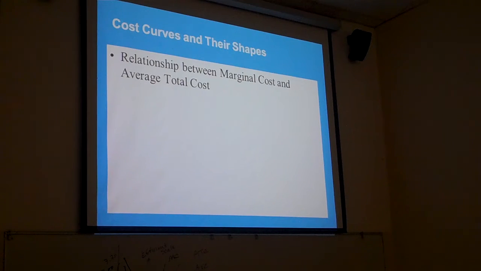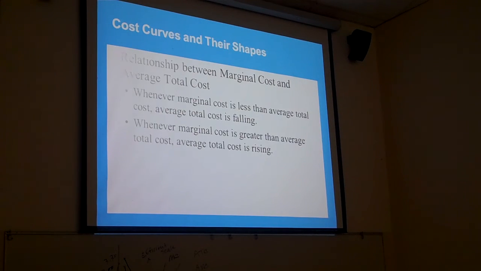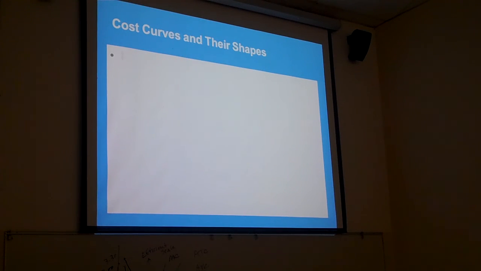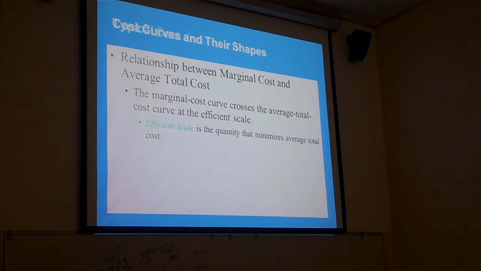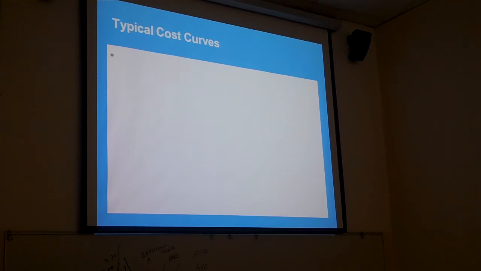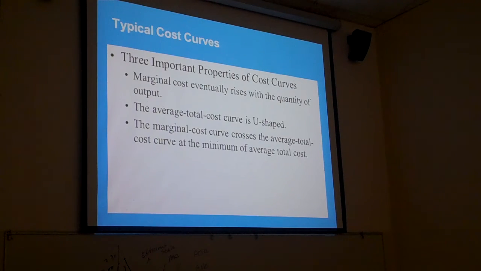We'll talk more about this later, but average total cost and marginal cost are related in that the efficient scale is where marginal cost goes through the average total cost curve. Efficient scale, we know that. And we know all this. So any questions about any of that? That's like microeconomics 101.